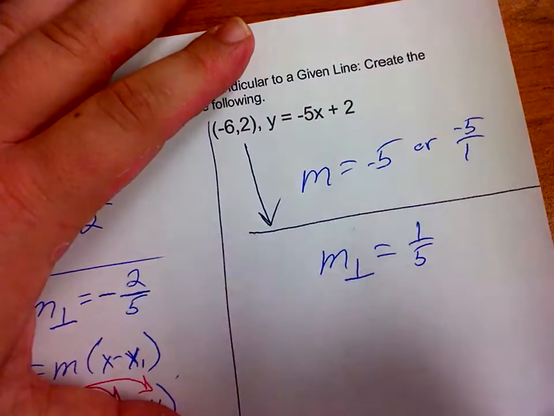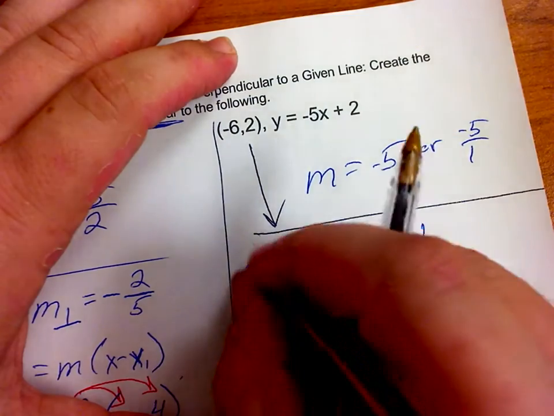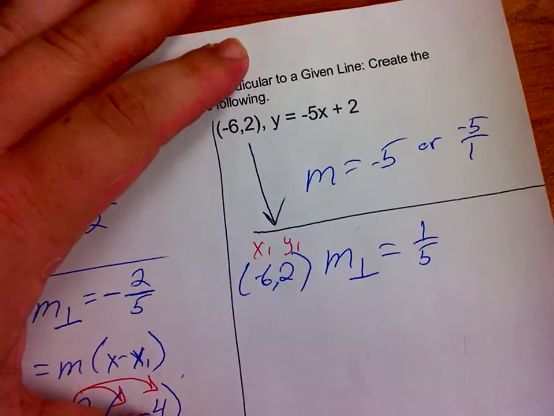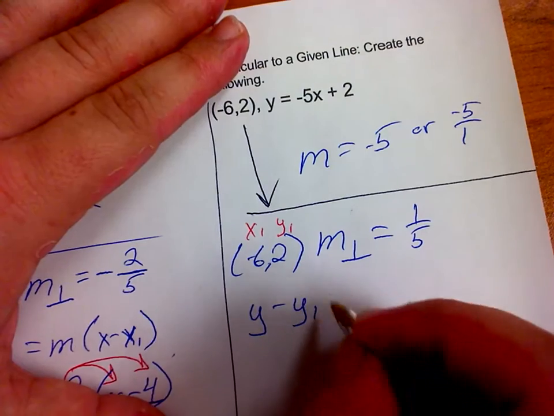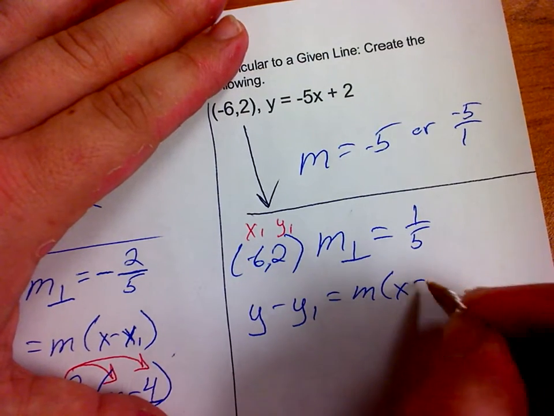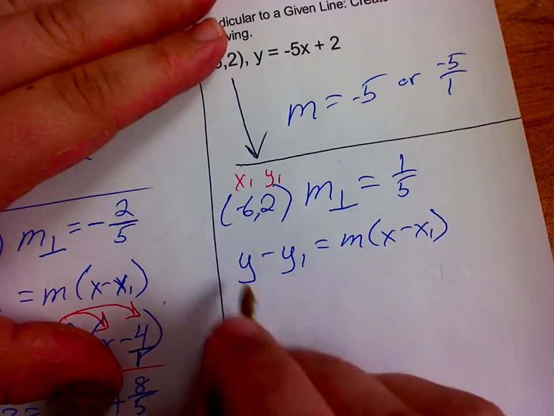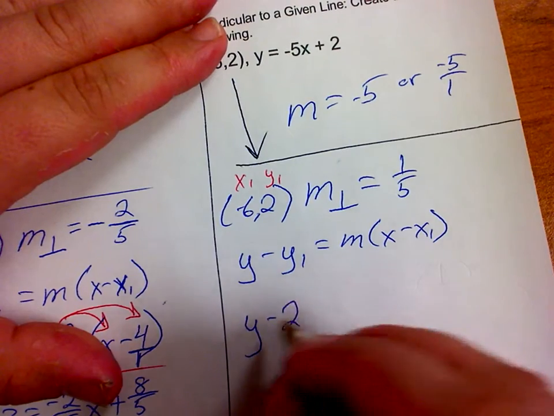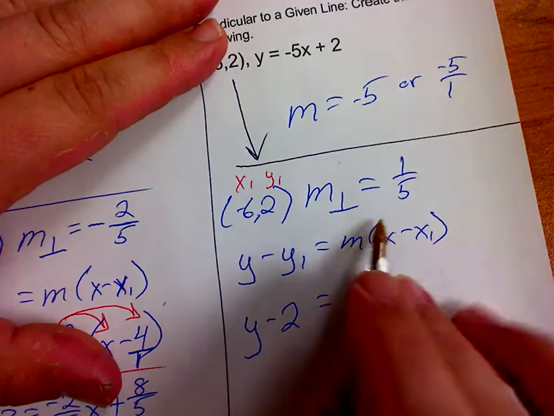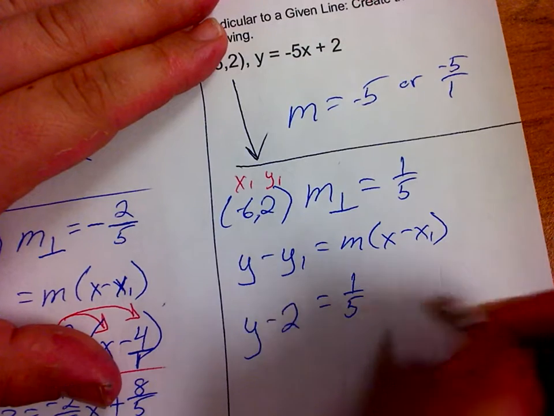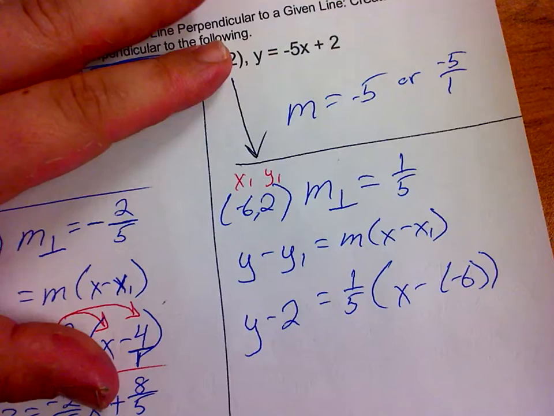bring down our point that we had from before, the negative 6, 2. This is going to be my x1, this is going to be my y1. And let's go ahead and put our point into point slope form. Y minus y sub 1 equals m times the quantity x minus x sub 1. Plug in our information here. Y minus y sub 1 is minus 2, equal to our perpendicular slope, not the original, but the perpendicular, 1 over 5, times the quantity x minus our x sub 1, which is a negative 6.